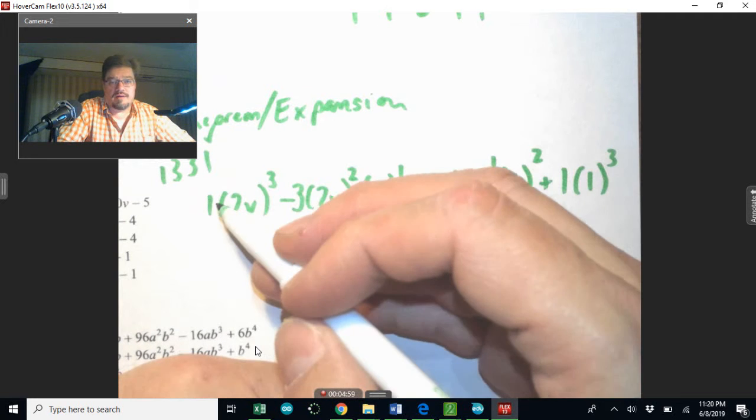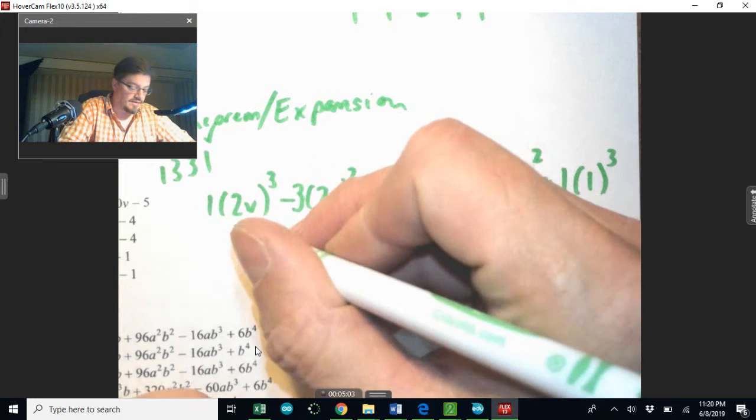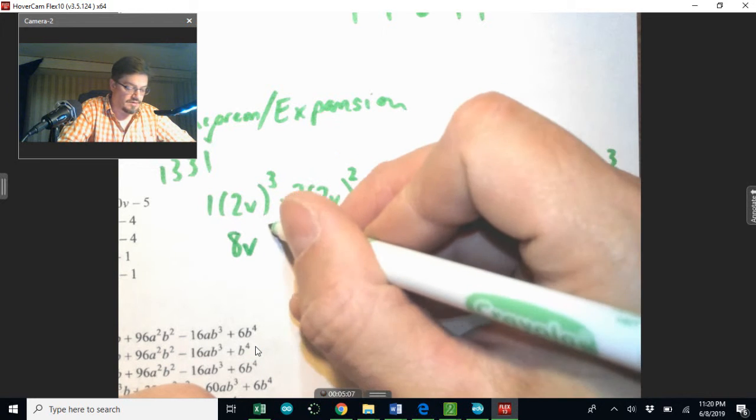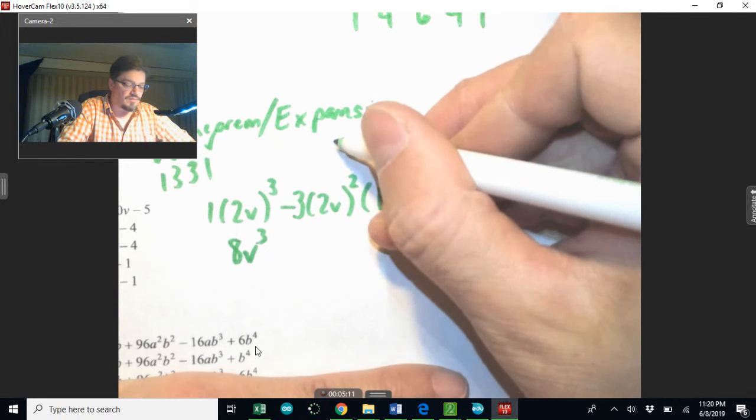Alright, so I'm not going to multiply 1 until I raise 2 to the third power. Now 2 to the third power is 8. 8 times 1 is 8. Now the v also gets raised to the third power. Okay? Now if you have trouble remembering that, just remember what you really have.